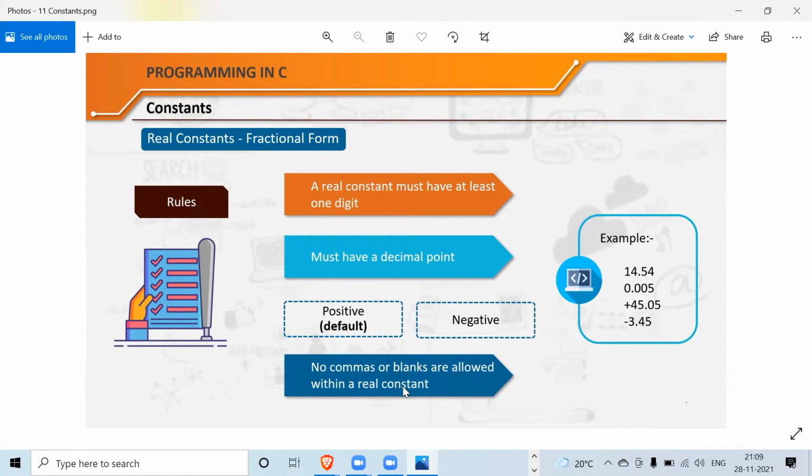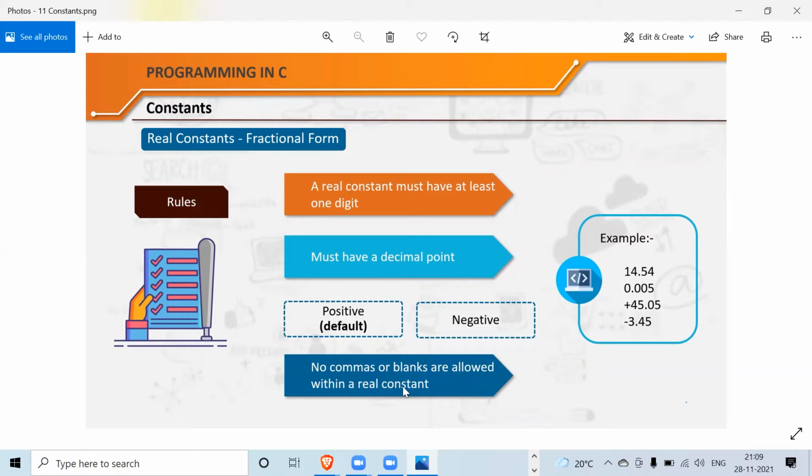For example, you want to write a long number, for example, we write 50,000. Now, if we put a comma after the second zero, 50,000, that is not allowed here. You cannot use any comma or any blank. The only thing allowed is a decimal point. That is the only thing that is allowed there.